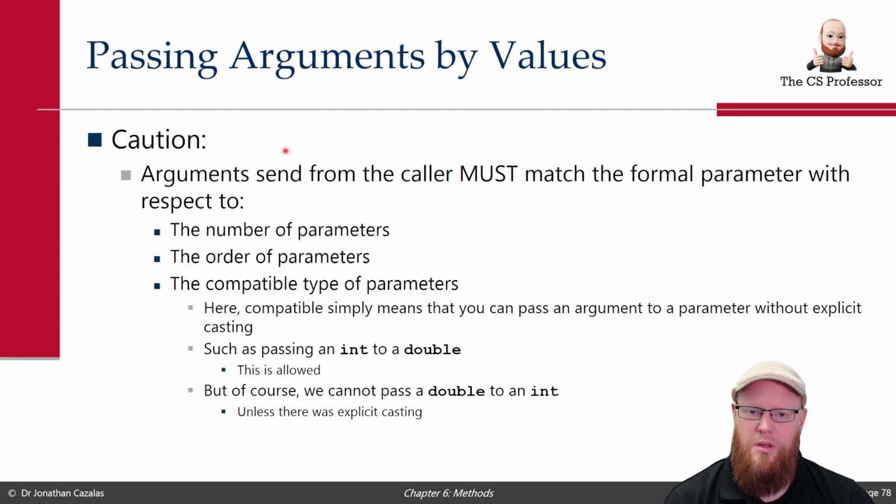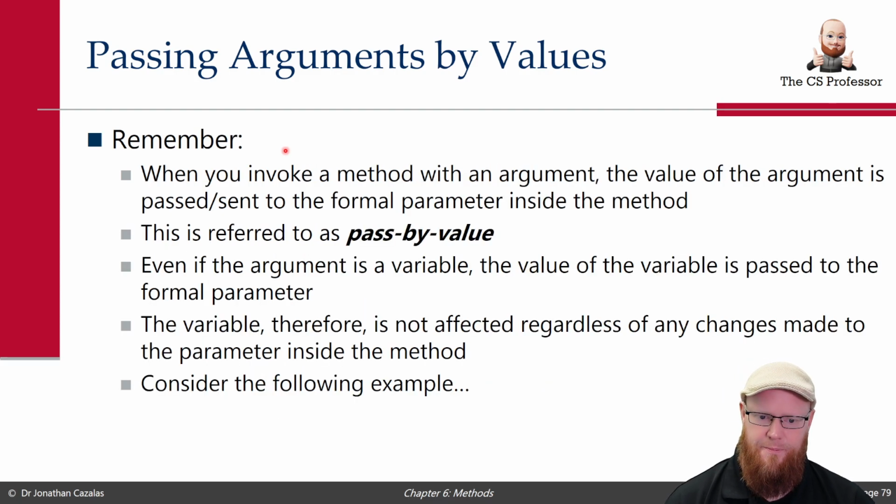But you have to make sure that all of these passing of arguments from the actual parameters to the formal parameters can happen without explicit casting, otherwise an error would occur. So when you invoke a method with a particular argument, the value of that argument is what is actually sent to the method. This is called pass by value. So even if the argument is a variable, the value of that variable is what is actually passed and saved into the formal parameter. The variable itself is not actually affected regardless of any changes you make inside the method.